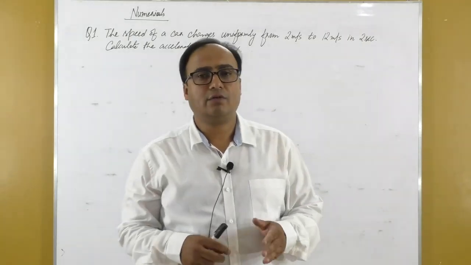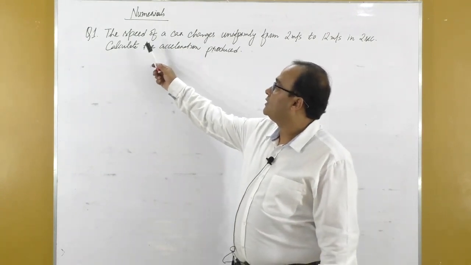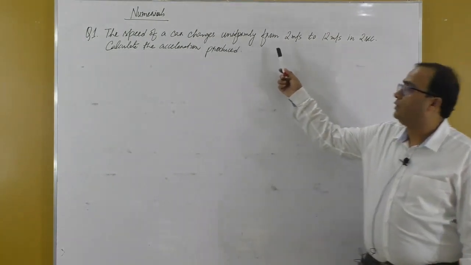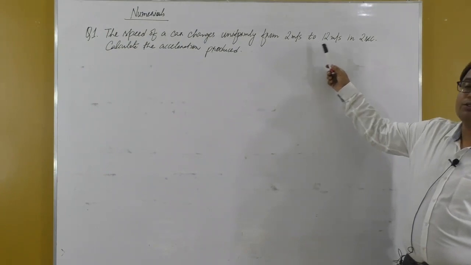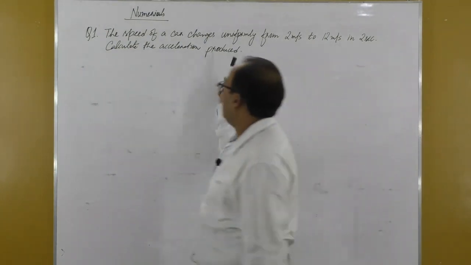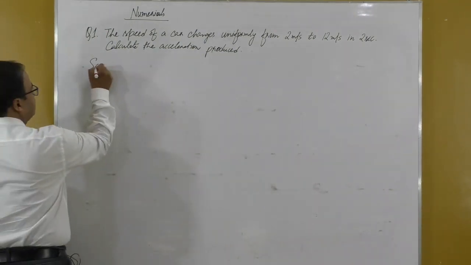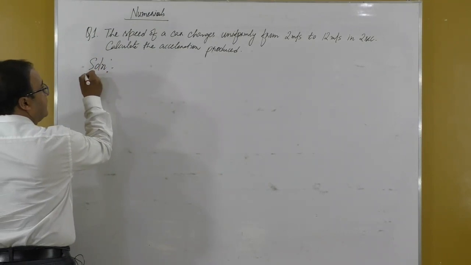We are going to solve first numerical, and the question is given here. The speed of a car changes uniformly from 2 meter per second to 12 meter per second in 2 seconds. Calculate the acceleration produced. This is a simple question. If you look at the solution, you can easily understand.